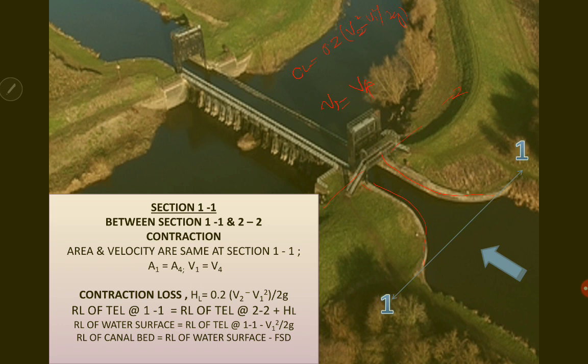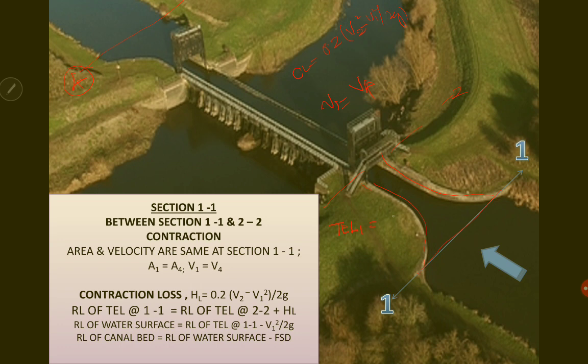This section here and this section at 4 are one and the same, as they are the same as the canal section, isn't it? So section 1 is actually a trapezoidal section. So here the velocity at 1 and velocity at 4 will be the same. So already we have found out V4. Substitute the value of V4 equal to V1 and find the contraction loss, that is given by 0.2 (V2 square minus V1 square) by 2g. Once you found the contraction loss, what is the next step? The TEL.